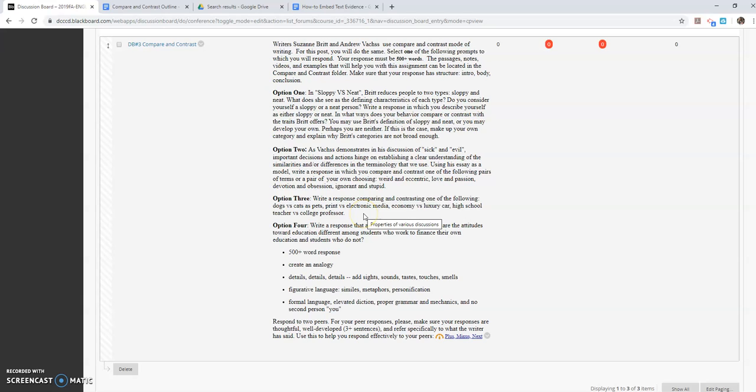Okay, option 3 is probably the easiest one because you're contrasting and comparing concrete items. You're comparing and contrasting dog ownership versus cat ownership, print versus electronic media, economy versus luxury car, high school teacher versus a college professor. And so those are concrete things, and you can break it into the parts. Like if I'm going to compare dog versus cat, I might talk about companionship. Which one's a better companion? Okay, I might talk about expense. Which one is more expensive to own? Responsibilities. Which one's easier to take care of?